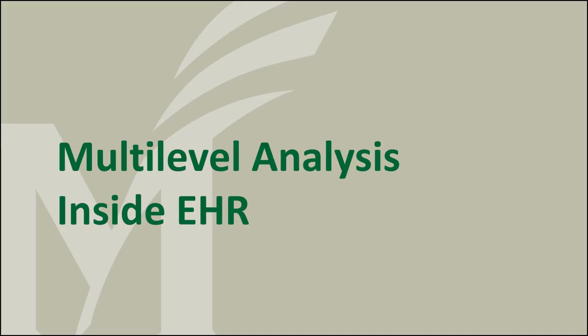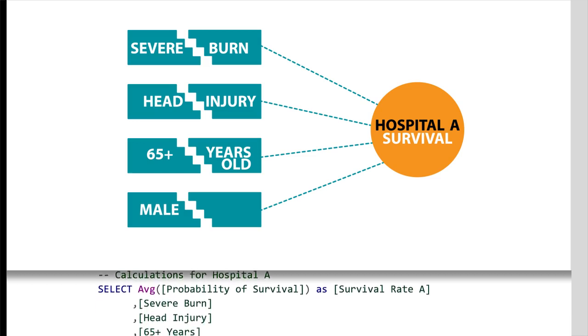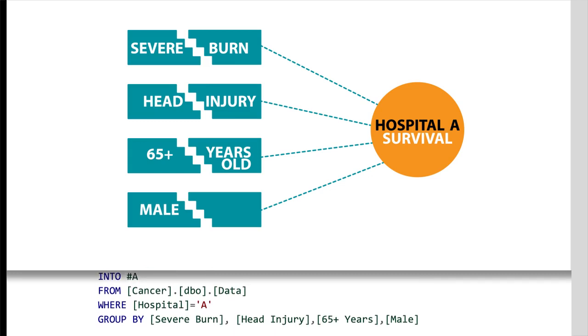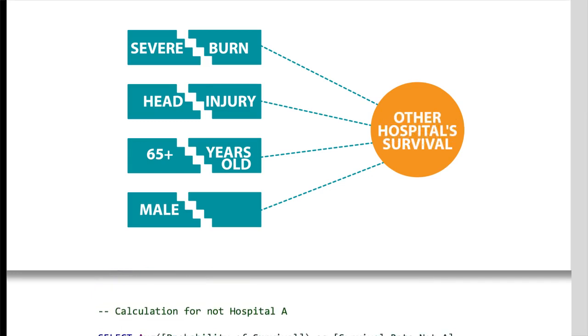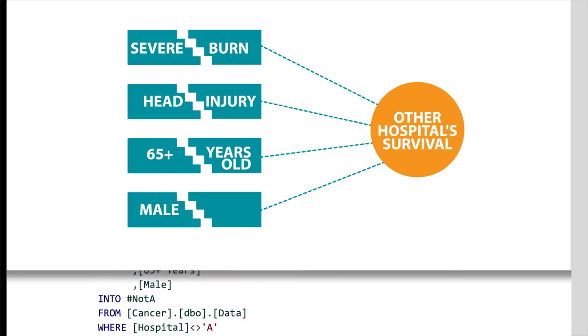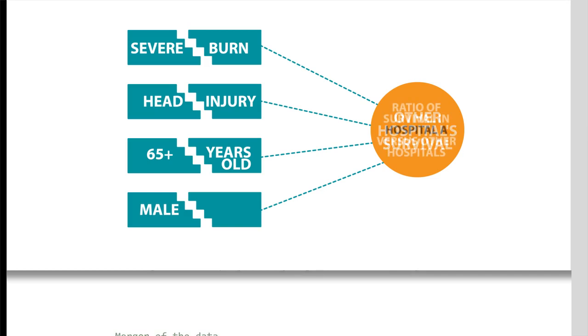Inside electronic health records, it's difficult to do regressions. An alternative to multi-level regression is multi-level stratification. First, we calculate outcomes for Hospital A in different strata of patient characteristics. Then we calculate the outcomes for other hospitals. We stratify the same 4 variables and count survival in other hospitals.